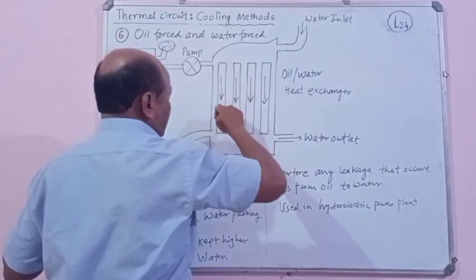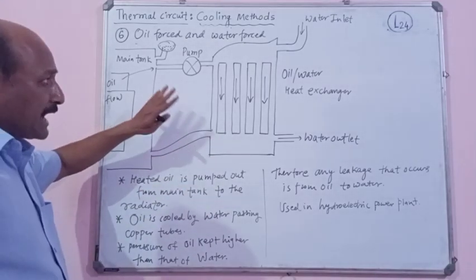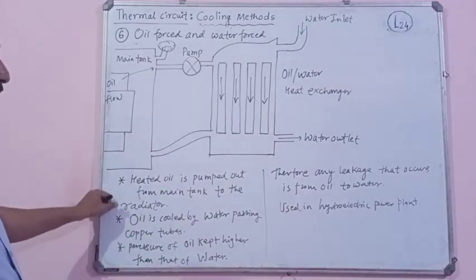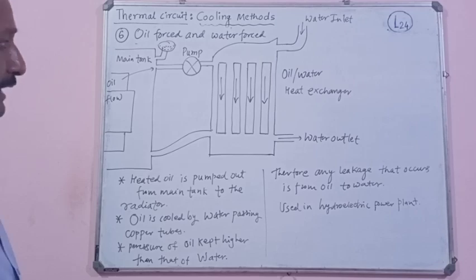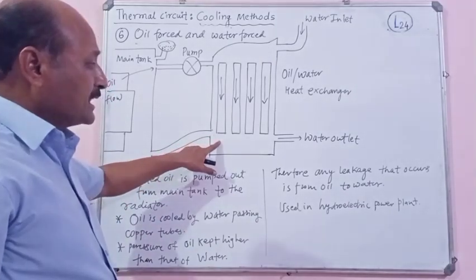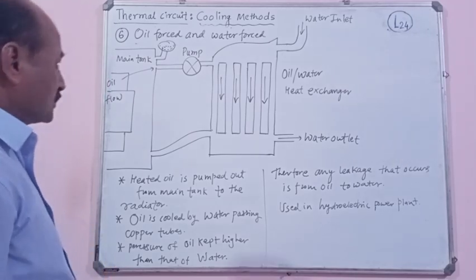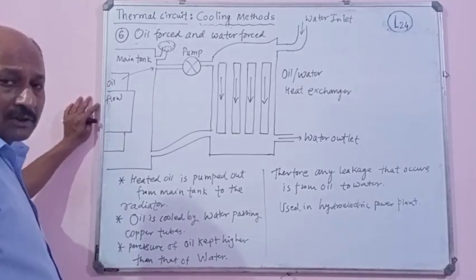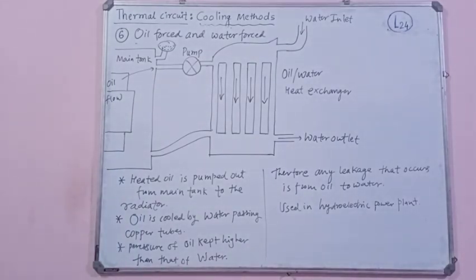So this is the water inlet. The oil is cooled by the water passing through the copper tubes. So these are the copper tubes. The pressure of the oil is kept higher than that of the water. Therefore, any leakage that occurs is from the oil to the water. Such an oil forced water forced cooling method is useful in hydroelectric power plants.